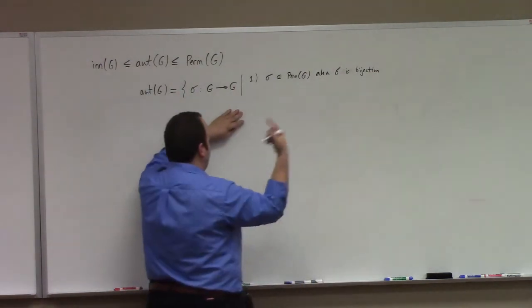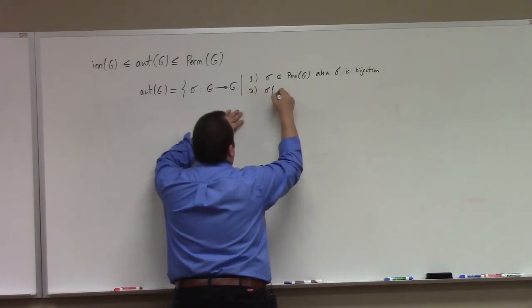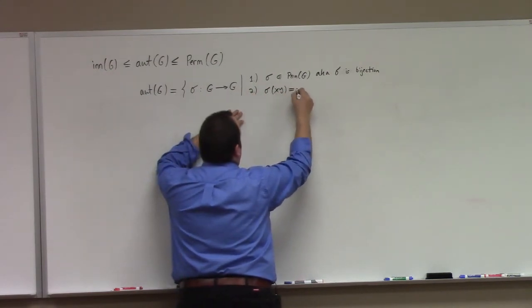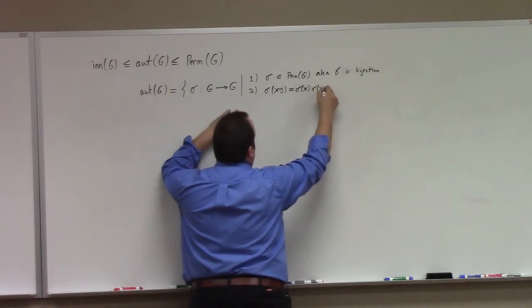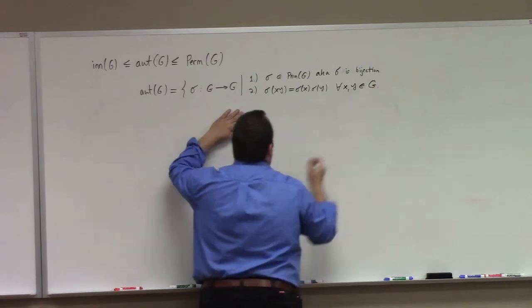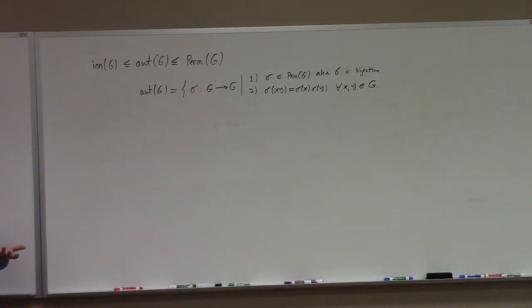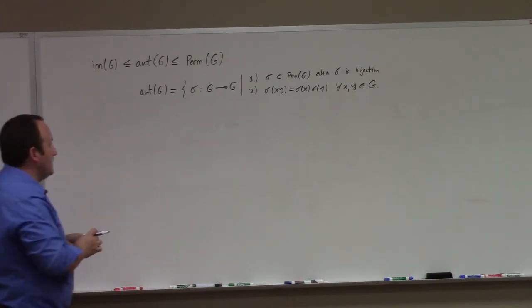Number two, sigma of xy is equal to sigma of x times sigma of y for all x and y in G. So an automorphism is a homomorphism. In fact, an automorphism is an isomorphism from the group to itself, preserving the structure of the group. Okay?